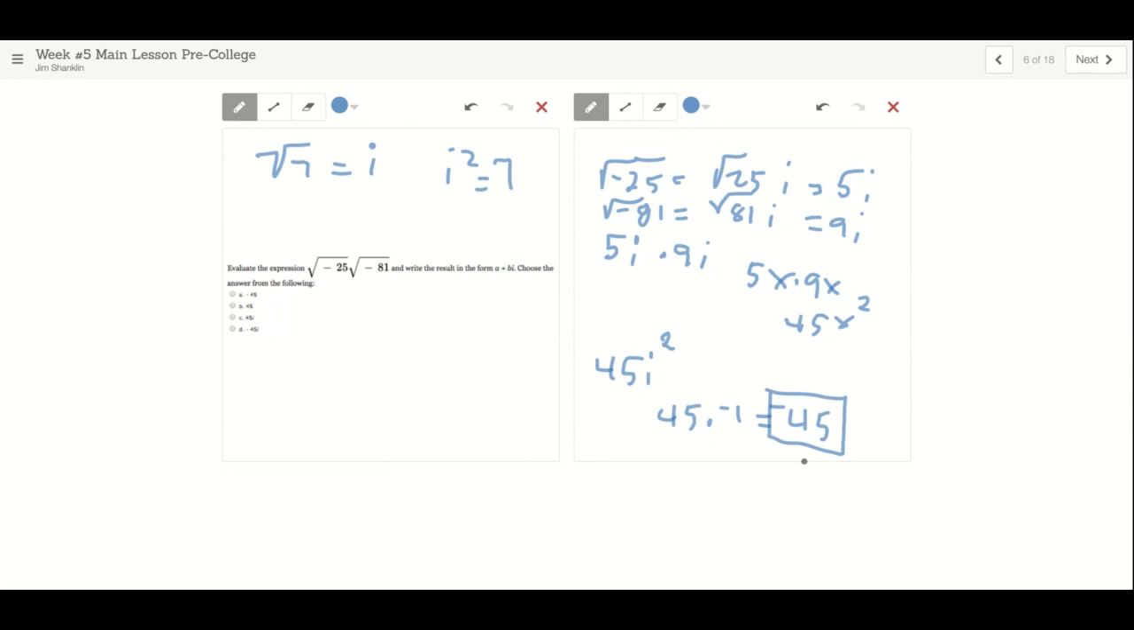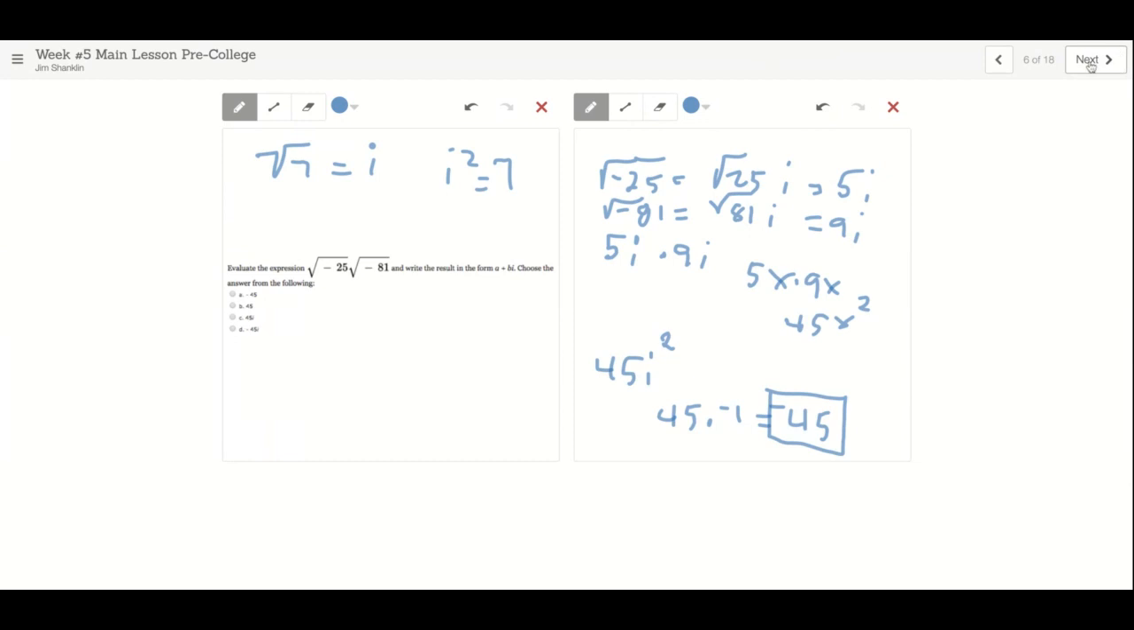All right. That is a lot of stuff that I just went over, okay? Any questions on how I came up with negative 45 for an answer? Does that make sense to you guys? Okay, that i squared, that is negative 1. So you have to make sure that you rewrite that as negative 1. All right, sweet. Let's go on to the next one.